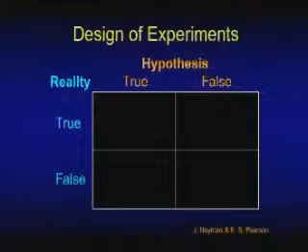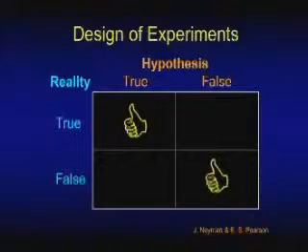There is a design of experiments. Reality can be one case or another, and our hypothesis can be one case or another. If our hypothesis says it's true and it is true, that's a win. If our hypothesis says it's false and it is false, that's also a win. Our experiment was successful. Our decision was correct.